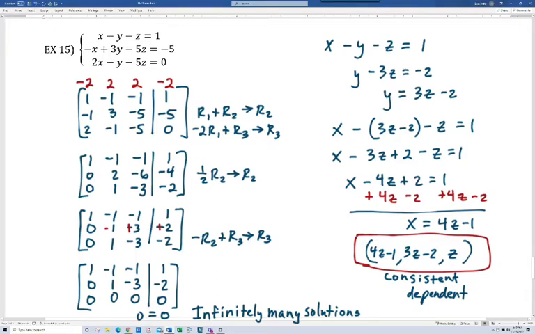And just as an example, if I let z be 0, then y would be 3 times 0 minus 2. That would be negative 2. And if I put a 0 in here, 4 times 0, 0 minus 1, we get negative 1. And so the point negative 1, negative 2, 0 would be one of our infinitely many solutions. Now, we didn't ask you to find some exact points, but that's how you would do it.